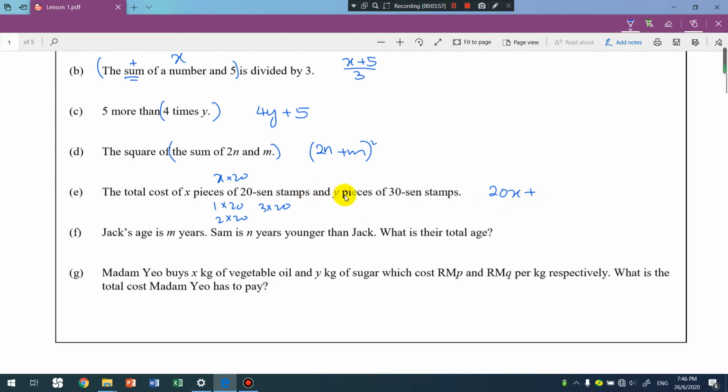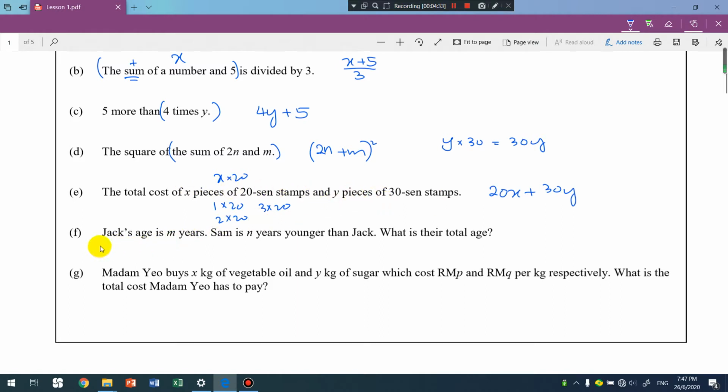Plus. Now we have y pieces of 30-cent stamp. 1 piece, 1 times 30. 2 pieces, 2 times 30. Now I have y pieces, y times 30. But normally we write the variable at the back of a number. Instead of writing y times 30, we will just represent it by 30y. If you see 30y, it means 30 times y. So this algebraic expression can be used to represent this situation.